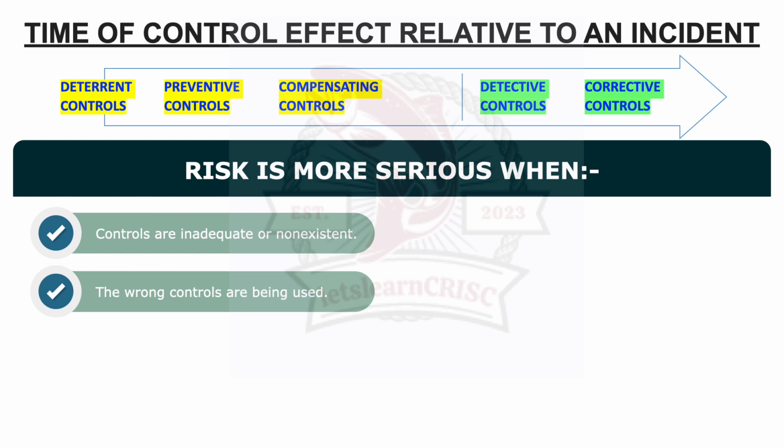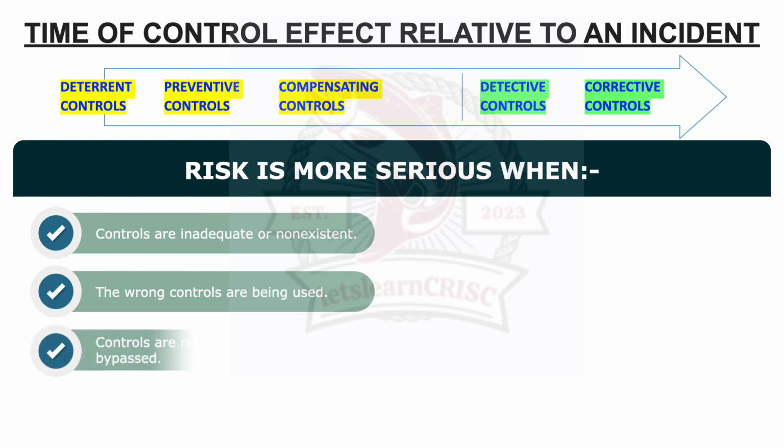Next, risk is more serious when the wrong controls are being used. Friends, the statement that risk is more serious when the wrong controls are being used emphasizes a critical aspect of effective risk management. Friends, if the controls implemented are not suitable for the specific risk an organization faces, it can lead to an increased severity of potential negative outcomes. We can discuss some examples like ineffectiveness, right, misalignment, right, or resource wastage.